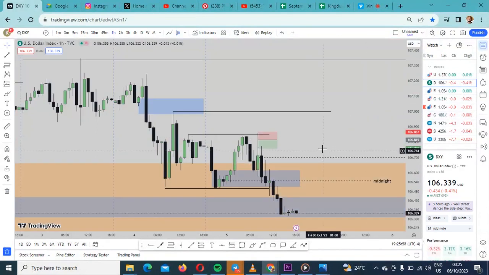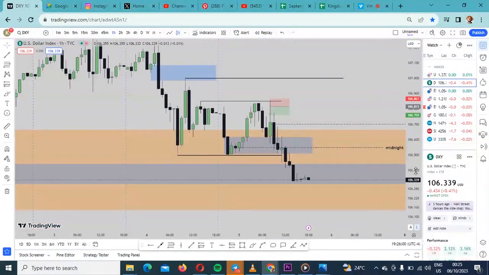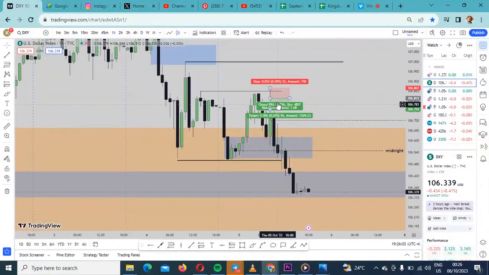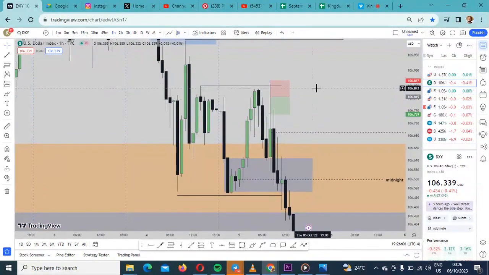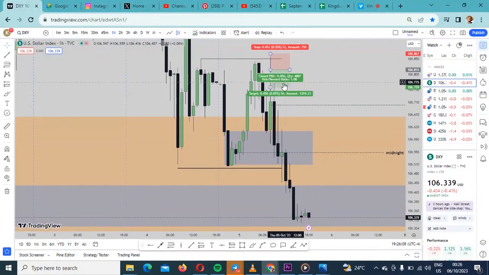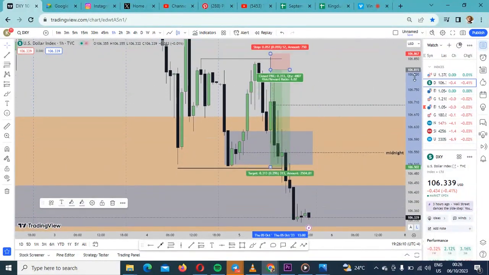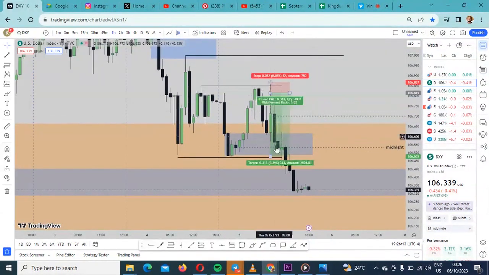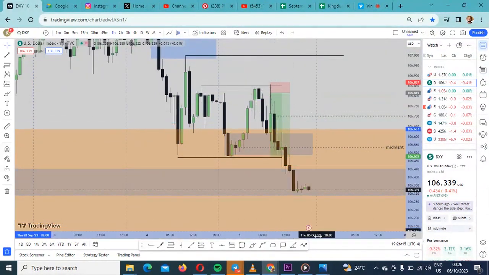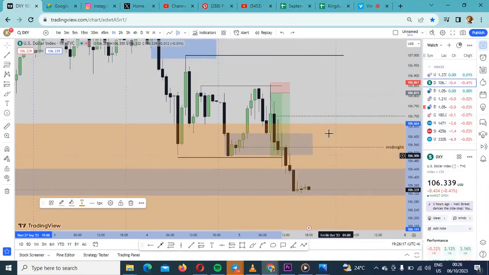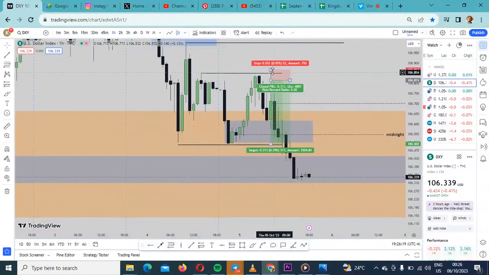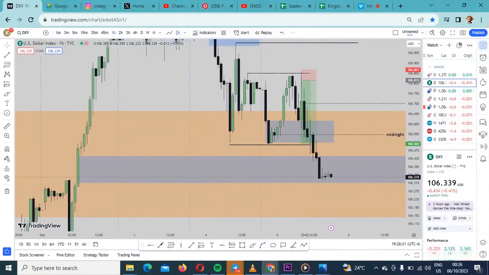So at this time, what happened to DXY? This is exactly the high I told you was going to get run, and it actually did, and that was how price dropped right from there after getting our confirmation. So I saw that if DXY is bearish, EU is bullish.